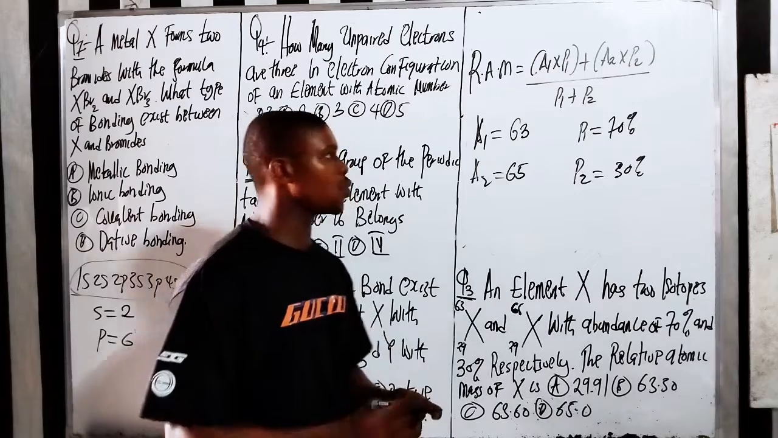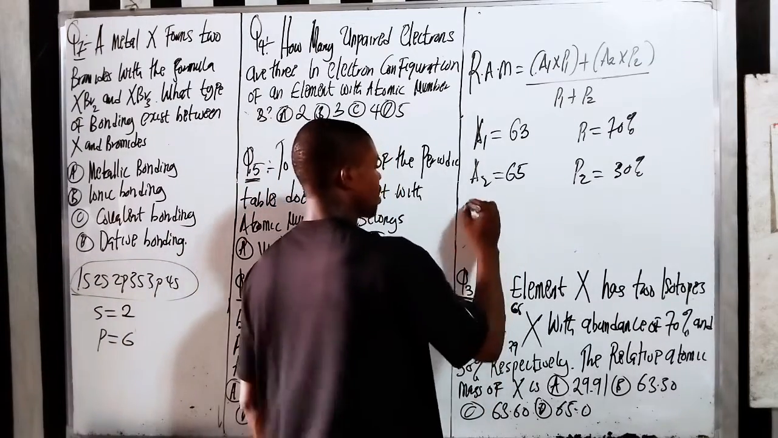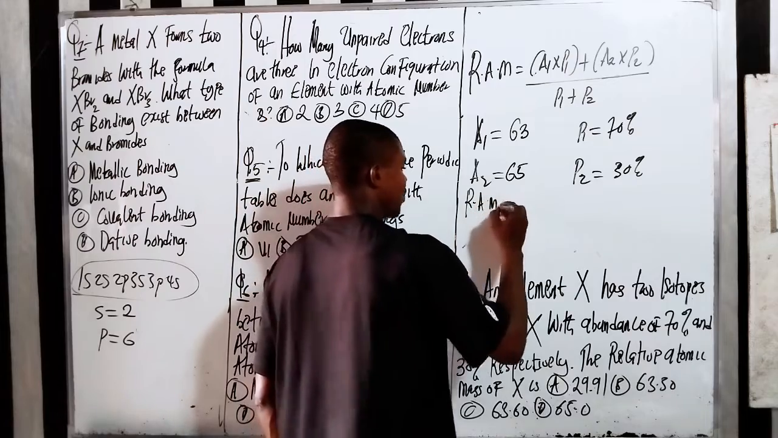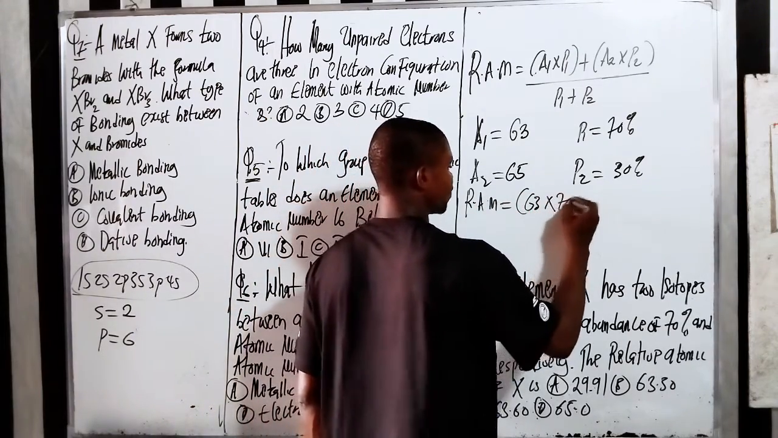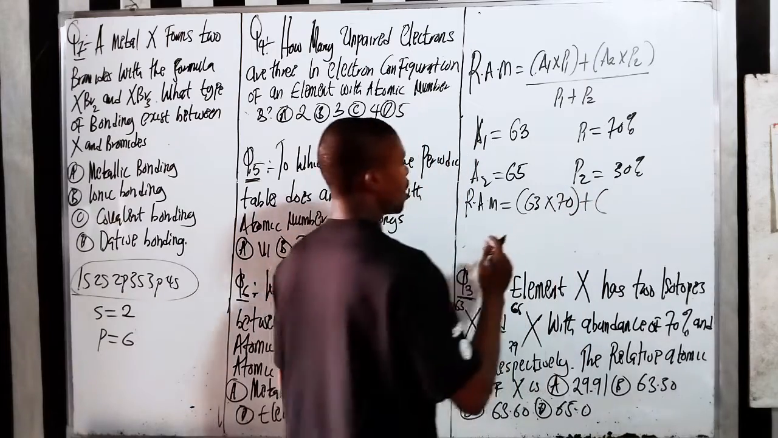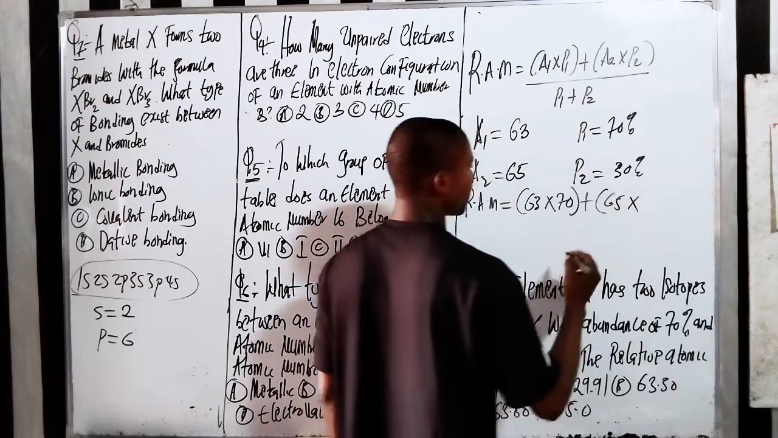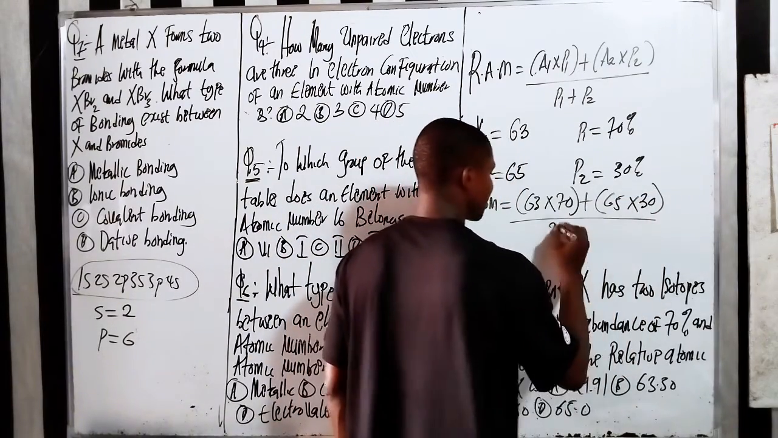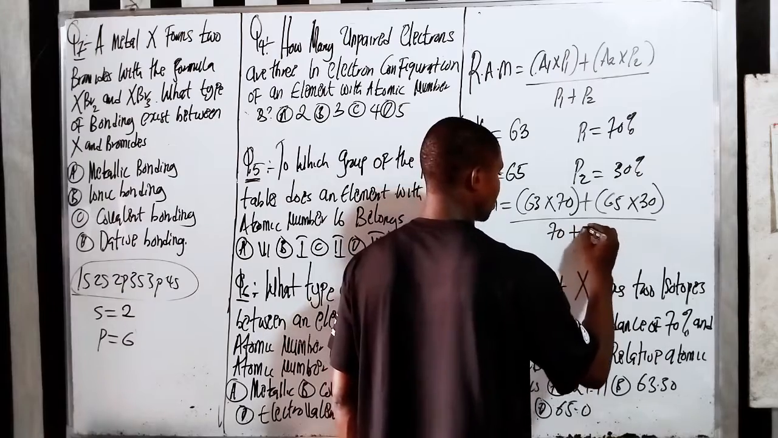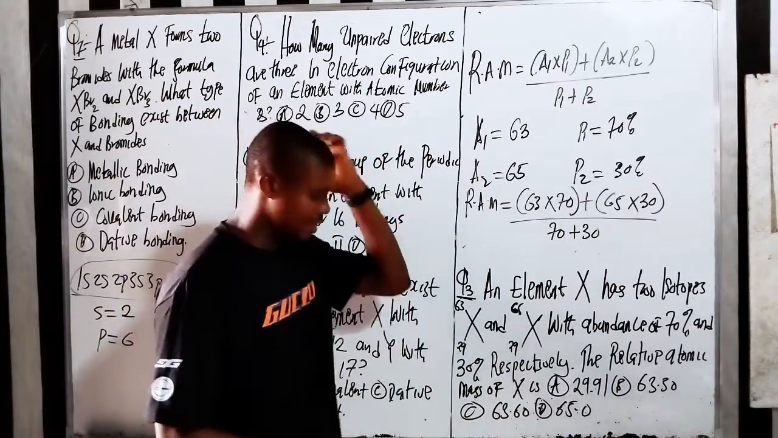So the next thing I want to do is input my formula there. RAM equals A1, which is 63, times 70, plus A2, which is 65, times 30, over 70 plus 30. Can you see that? So take it down, consider it as it is.